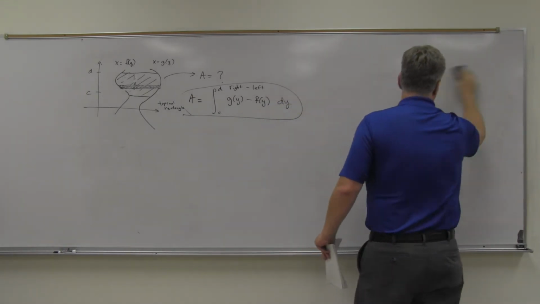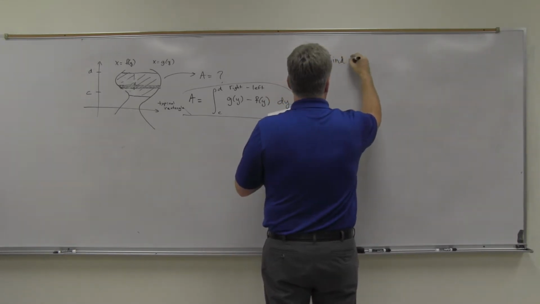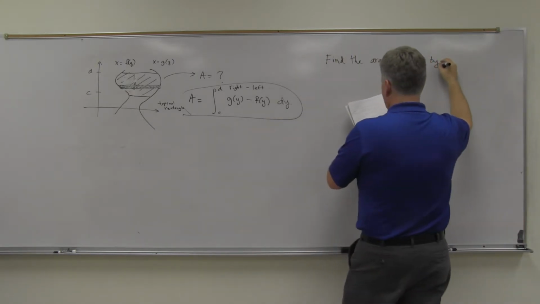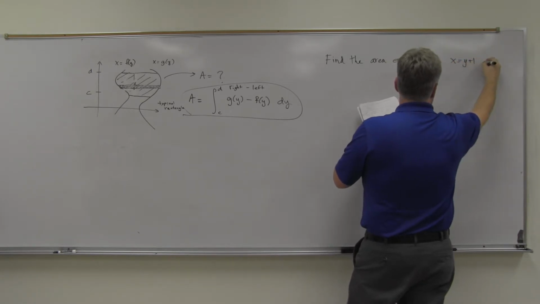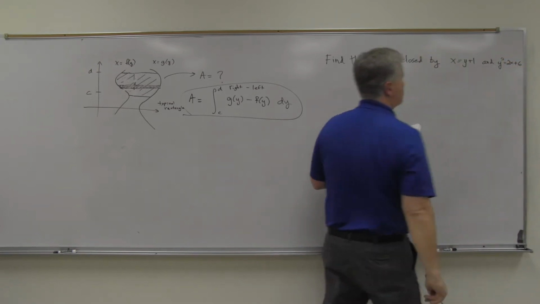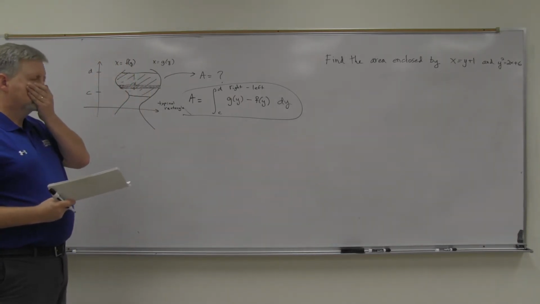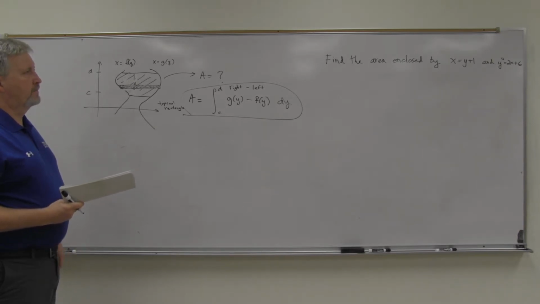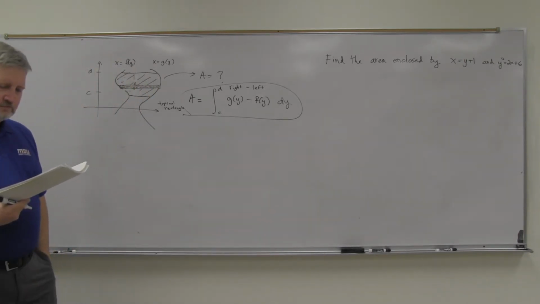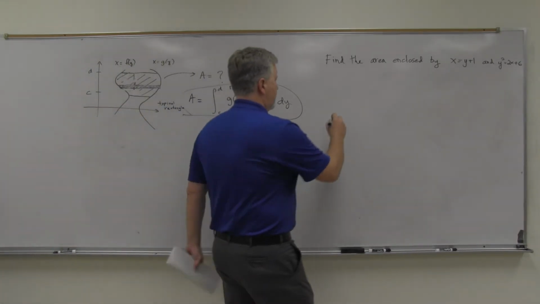Okay. So let's do one. Maybe that comes up. All right. Find the area enclosed by x equals y plus 1 and y squared equals 2x plus 6. Okay, let's draw the graphs here.